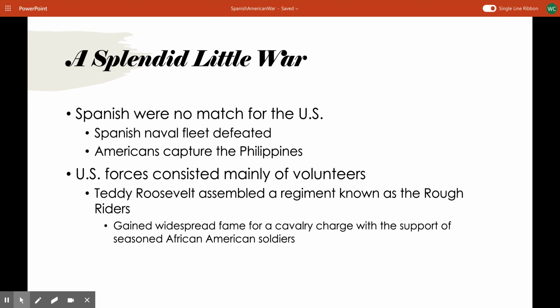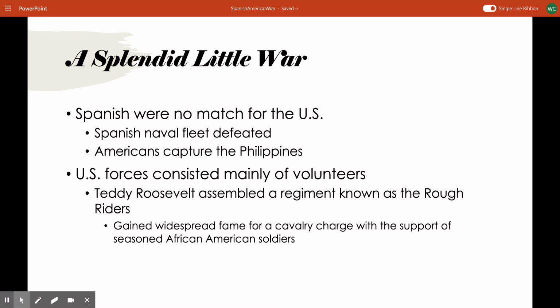So, during what some people have called a splendid little war between Spain and America, the Spanish Empire was really no match for the Americans, right? Especially the new American warships. On the seas, United States forces were quickly able to dispatch the Spanish fleet. The Spanish were really surprised when the Americans captured the Philippines, which was a Pacific outpost of the Spanish Empire. And those citizens in the Philippines were also at the time rebelling against Spanish rule.